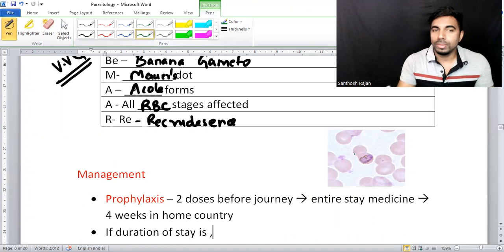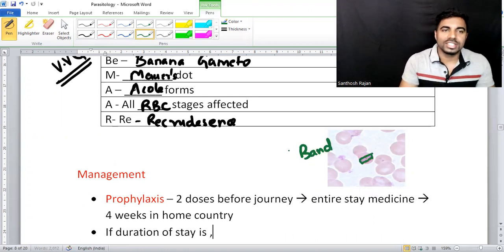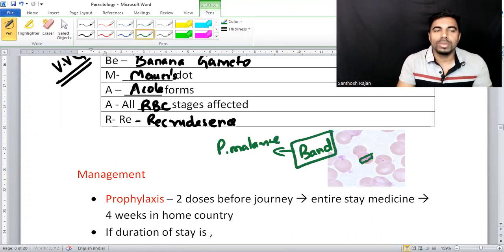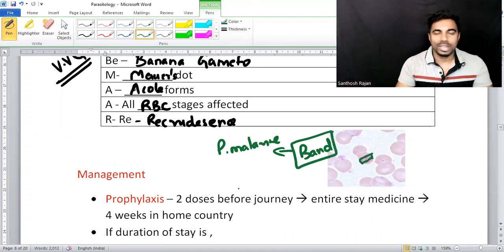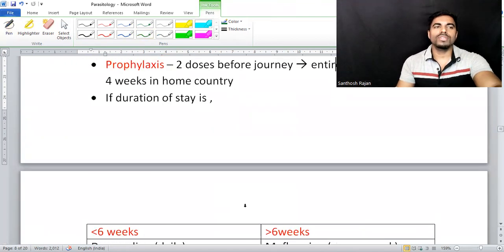It's not that important. But one thing they might ask is, see this band form gametocyte. If it comes, that is characteristic for Plasmodium malariae. Okay. Schüffner's dots also, you remember Schüffner's dots, and also the band form. Plasmodium malariae is common like this, if you see a band-like appearance. Okay, that's it.